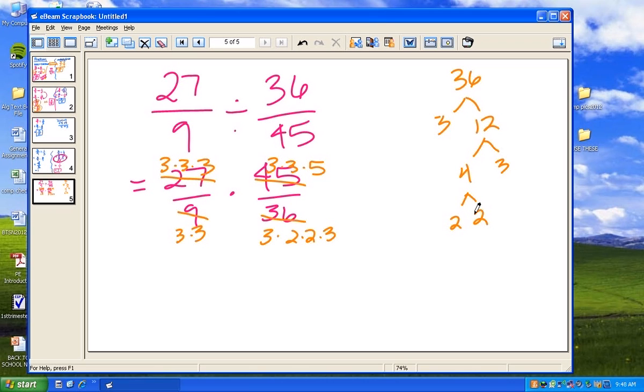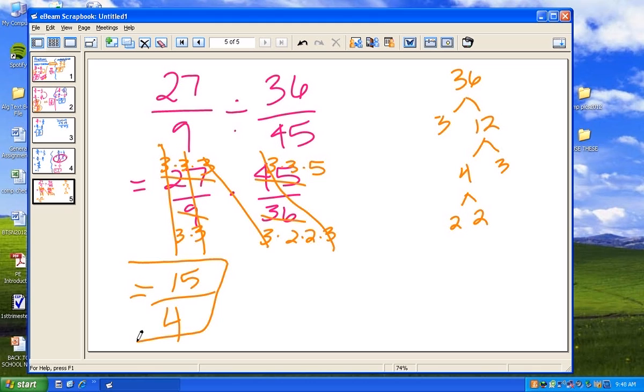Okay? Now, find your equivalent forms of 1. There's 1, there's 1, there's 1, here's another 1. What am I left with in my numerator? 15. What am I left with in my denominator? 4. And guess what? I did no multiplication to get errors. I did no long division to get errors. All I did was use my primes and find my equivalent forms of 1.